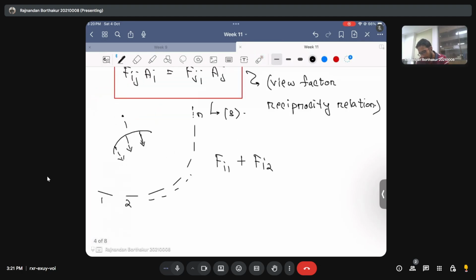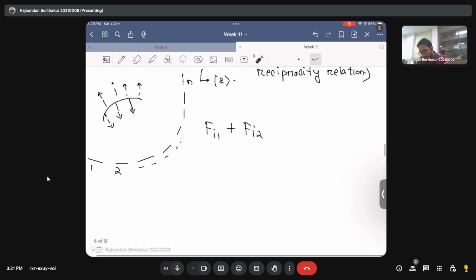And remember, I can emit in all possible directions. Just don't go by the direction of the arrow. It is just a generalized surface that I am considering. So I can write this up to the nth surface, up to Fin, and this should be essentially equal to 1, because the sum of all the fractions has to go to unity, that's how these fractions are defined. Which means if you consider a surface I, the sum of all the possible view factors that can arise from I goes to unity.